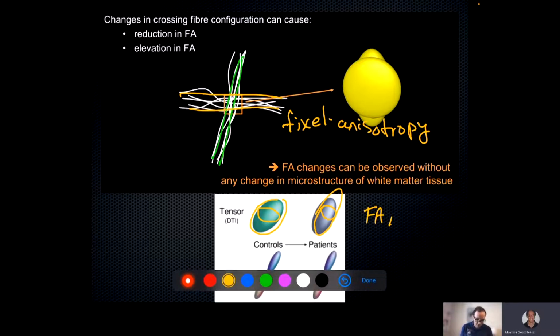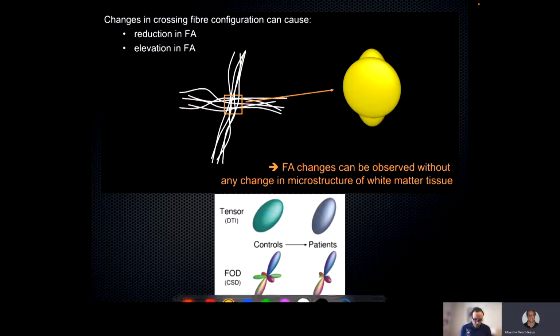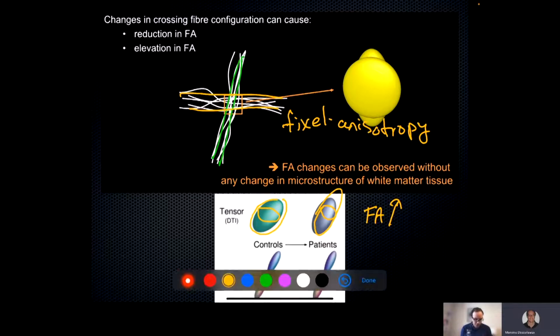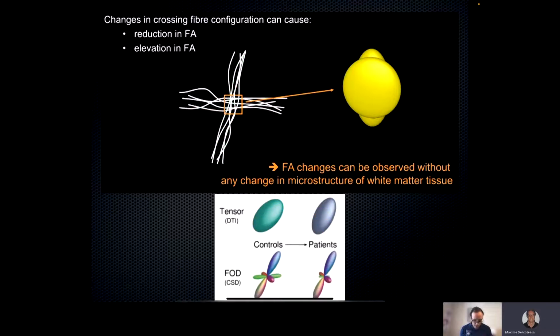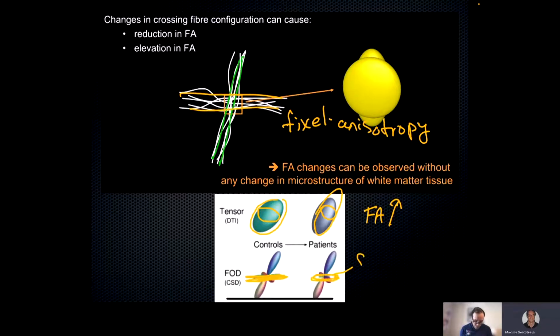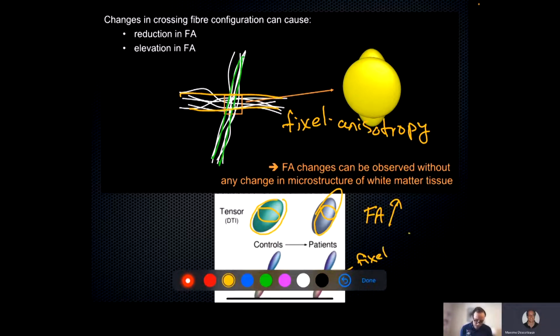So this is actually an FA going up. Well, in fact, what's happening maybe is just this green direction is deteriorating, and the blue and red directions in the ODF are fine. So this is really, really tricky. This may lead to an increased FA where actually only one fixel, this fixel, has anisotropy going down.